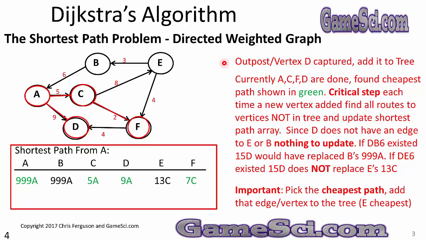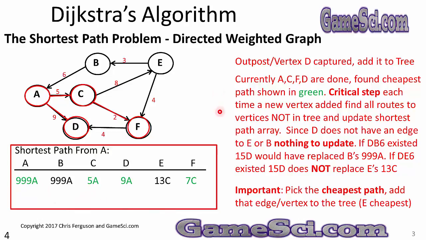Outpost or vertex D is captured. Let's add it to the tree. Currently, A, C, F, and D are done. They're all circled in red. These outposts have been captured. Their cost is shown in green down in the shortest path array. We do not need to find another path to these vertices.